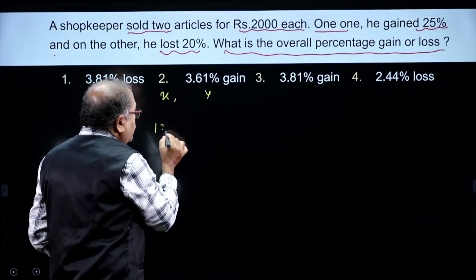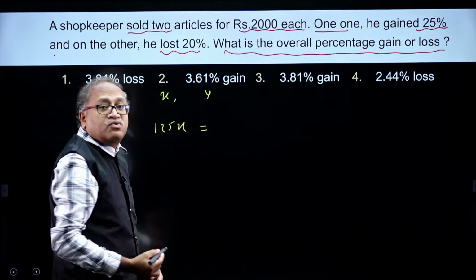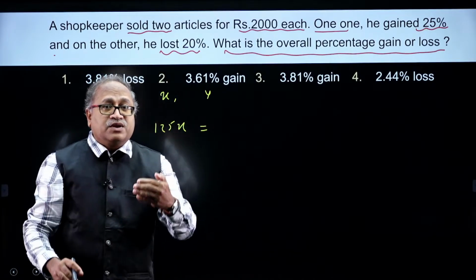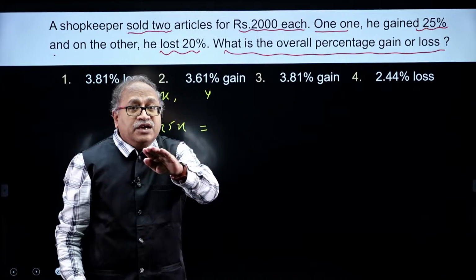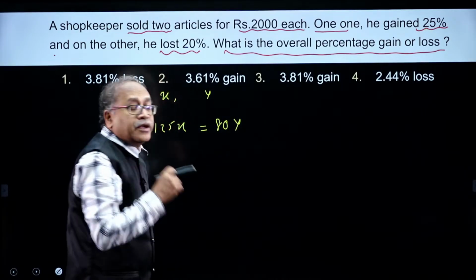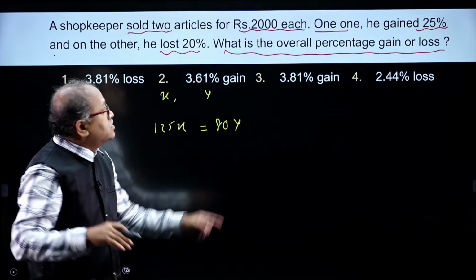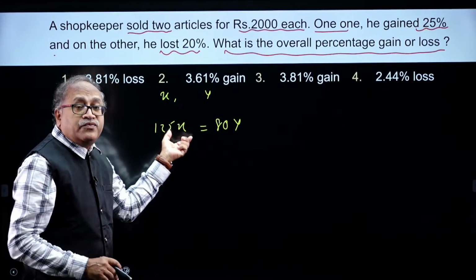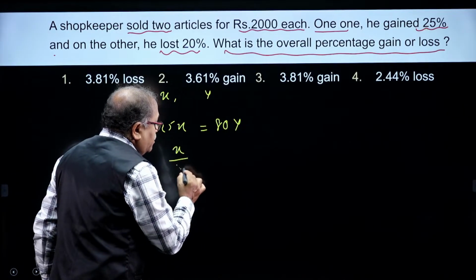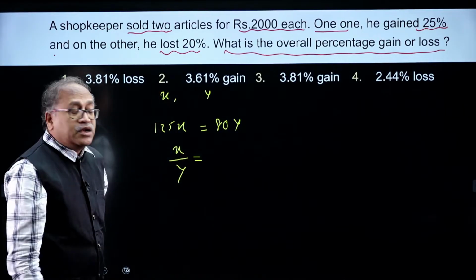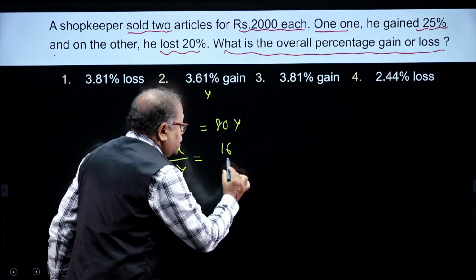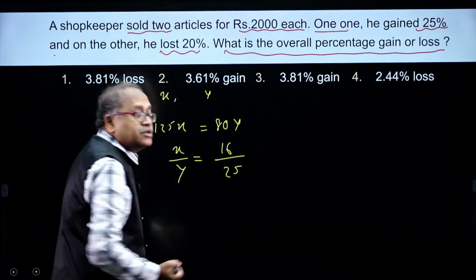So, 125% of x is equal to, in the other case 20% loss, that means 80% of the cost price. The selling price is 80% of the cost price. So, that is 80% of y. Is that clear? Selling price is the same. So, 125% of x is equal to 80% of y. So, I will get the x by y ratio, and what is that ratio? 80 by 125, with 5 this is 16 times, and with 5 this is 25 times.